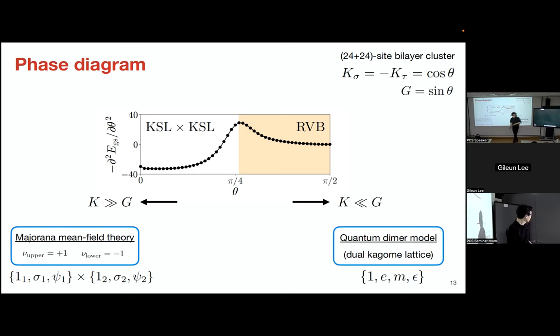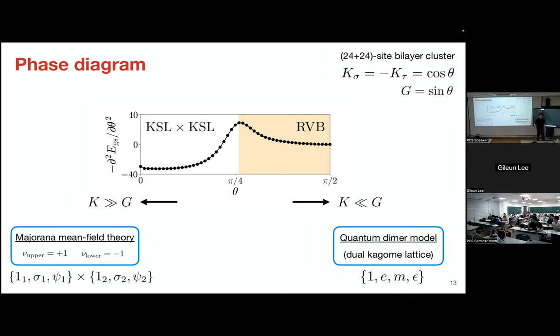Can you explain why you plotted the second derivative? That is from exact diagonalization. To determine the phase boundary, we consider that quantity. If we see a peak structure, that means there is a phase transition there. So basically, there is a single phase transition in this parameter space. Here we understand this is a Kitaev spin liquid bilayer state. Then the question is, what is the other phase?